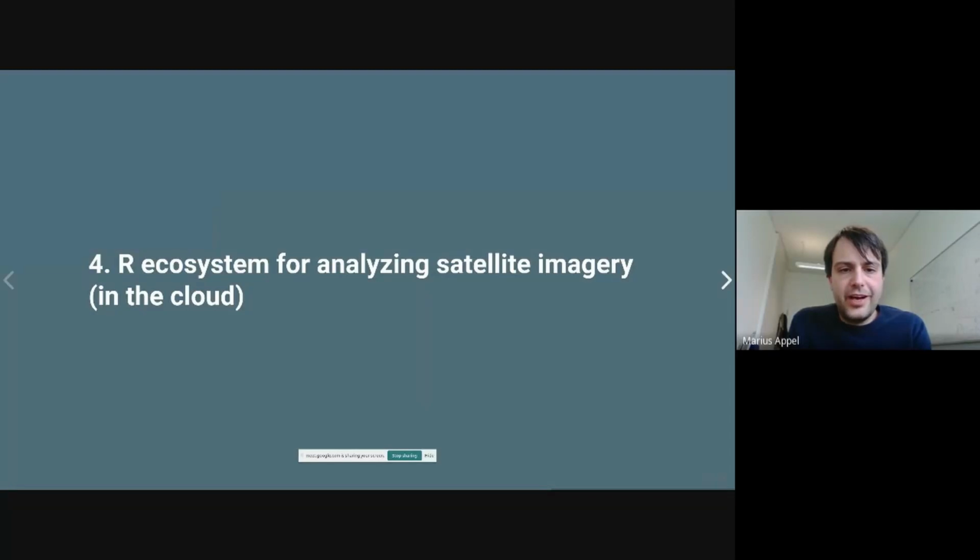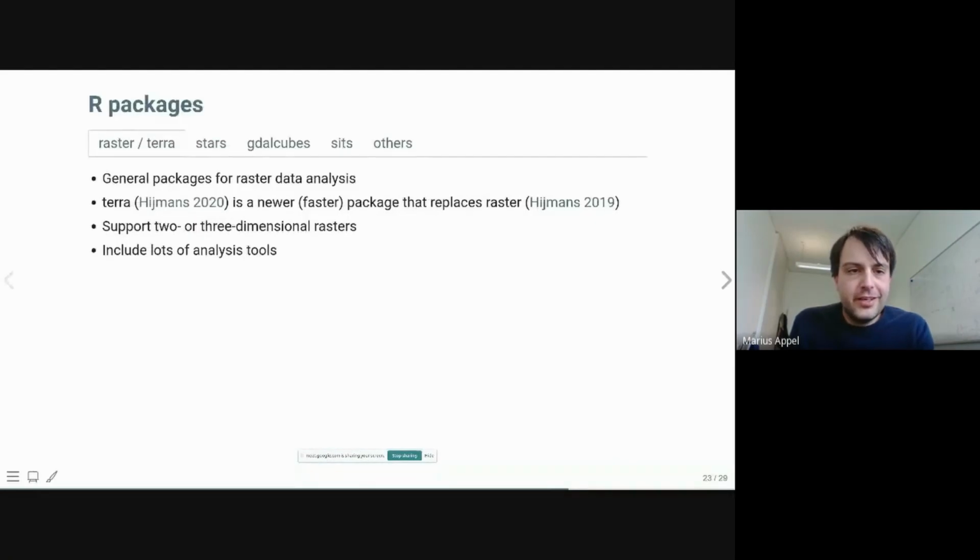So let's look into the R ecosystem and a couple of packages that are available to process satellite imagery. So first, probably most well known is the raster package or the terra package. Both are general packages for raster data analysis. The terra package is rather new, so it's more or less a replacement for the raster package, which is in most cases much faster. The raster and terra packages support 2 or 3-dimensional rasters, and they include lots of analysis tools, and it's really stable and gives you very good performance also.